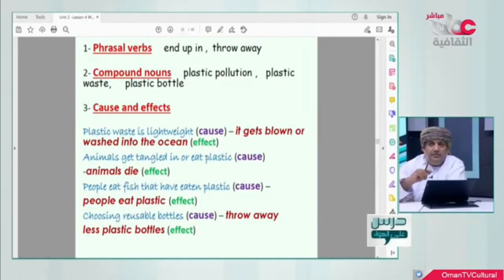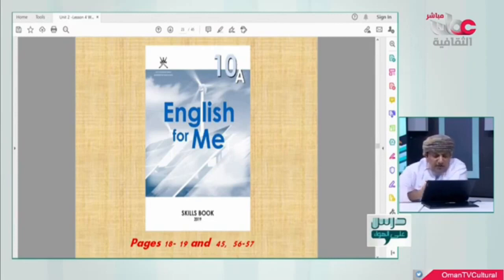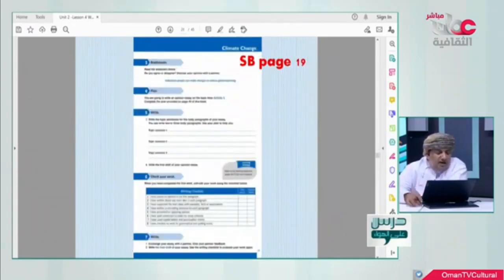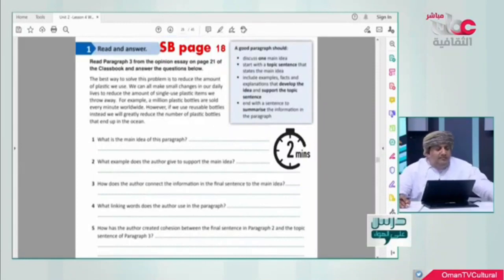Okay. Finish. Now, let's go to your skills book. We have finished your class book. Now, I want you to open your skills book, page 18 and 19. And also, we are going to use page 45, 56, and 57. Now, first of all, we are going to have page 18 and 19. We are going to complete here task 1, activity 1, and activity 2. For activity 3, 4, 5, 6, and 7, you are going to complete it on your own and check your answers with your teacher. So first of all, let's go to task number 1.